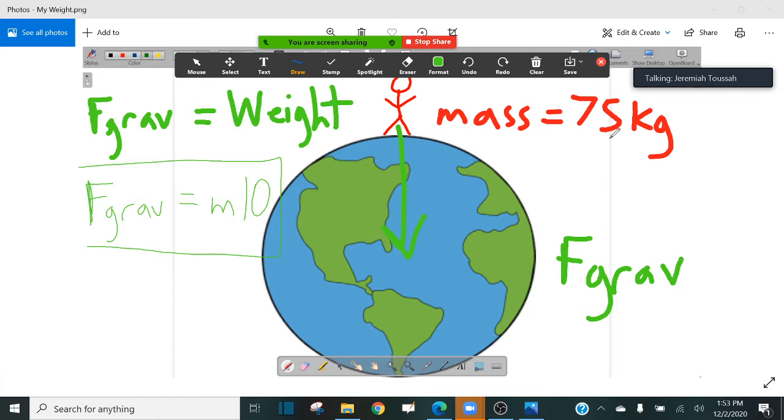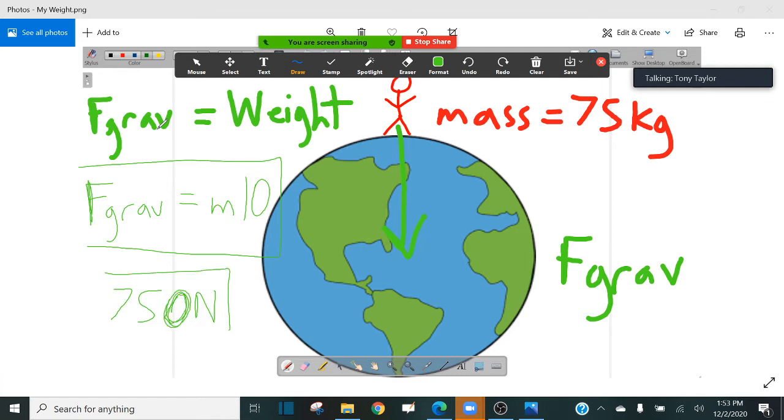Wait, how do you calculate the weight again? Mass times 10. 750. 750 exactly. And what are the units for that, Stephanie? Anybody? What are my units for weight in physics? Do y'all remember? Well, newtons, exactly. Right, because weight is equal to the force of gravity, and the units for force are just newtons. So exactly. So my weight is 750 newtons. Okay.